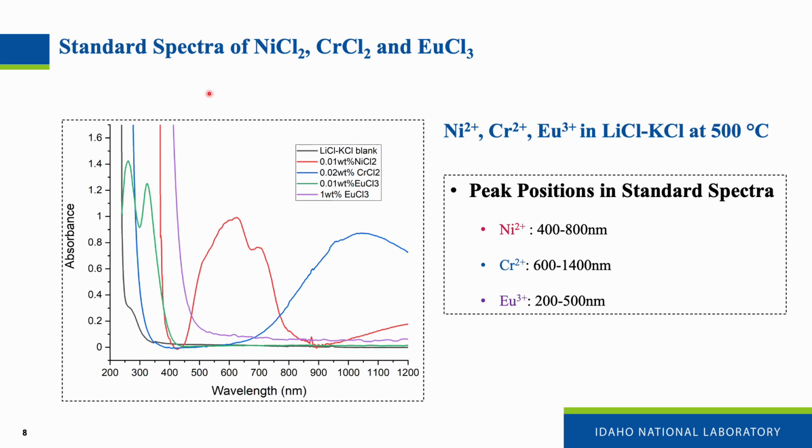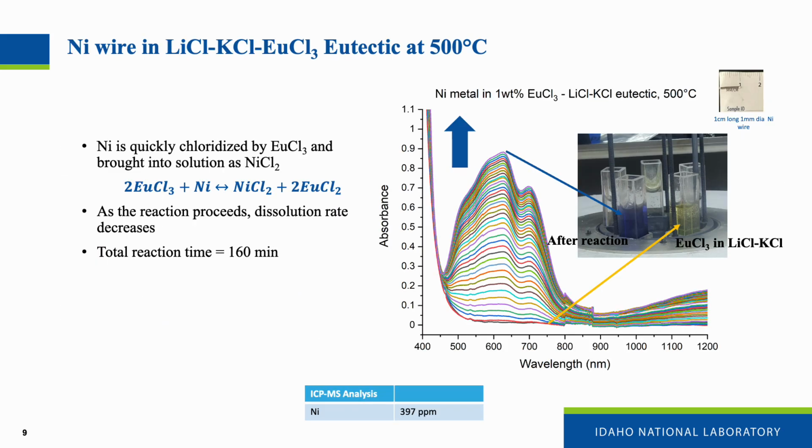So here I am showing the standard spectra of nickel chloride, chromium chloride and europium chloride. In the red you see the spectra for nickel, and it shows up between about 400 to 800 nanometers. Chromium 2 plus shows up between 600 and 1400 nanometers, and europium shows up in the UV range below 500 nanometers. So this is the europium peak, but we look into europium when it's saturated, because we are trying to probe nickel here.